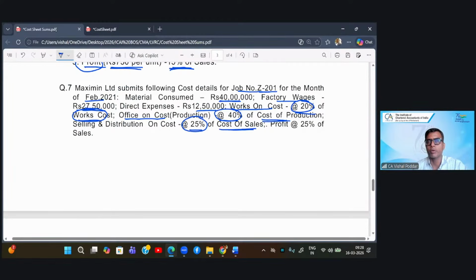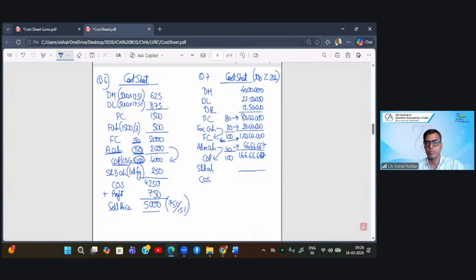It is 25% of cost of sales. So this is straightforward. There is no challenge in this. It is straightforward. 25% of cost of sales. So it is 16,666 into 25%. Now, how much will be 25% of this? 4 is 16. Student, just tell me how much is 25% of this.